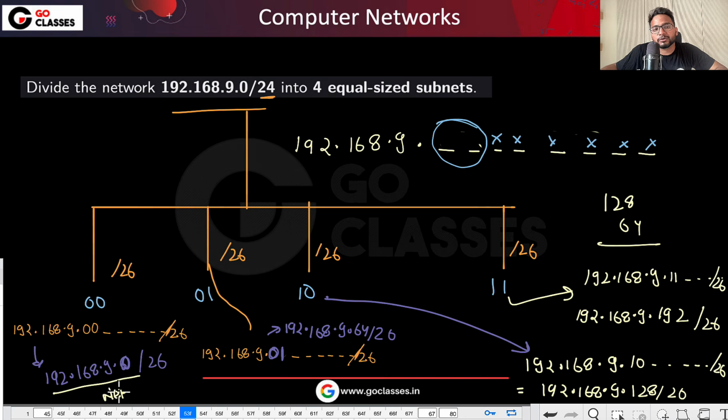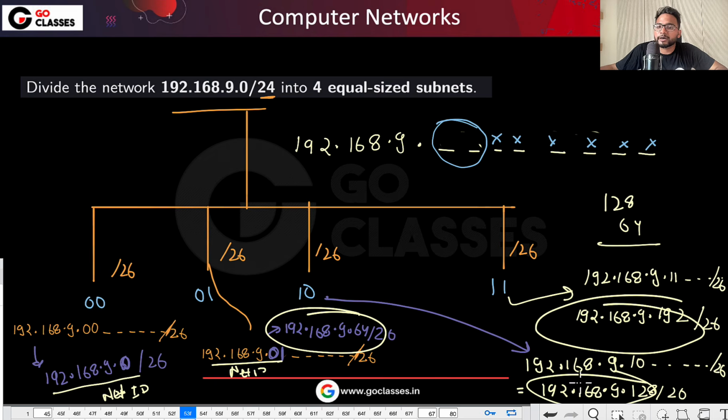You can also say subnet ID, it doesn't matter. Subnetwork and network are both the same thing. So this is also the second network ID, right? Sorry, I mean this one is the network ID. Here this one is the network ID. Here this one is the network ID. So these are the network IDs.